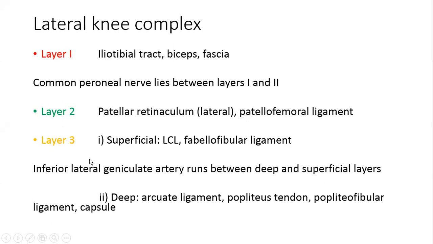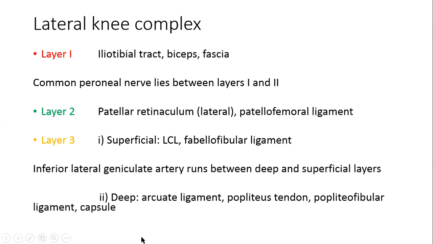Now the last one, this deeper layer, is again divided into superficial and deep. So superficial is LCL and fibular ligament if a fibula or accessory bone is present on the lateral side. So LCL comes under the third layer, lateral ligament, and deep to LCL is popliteus tendon, which is inside the capsule, right? So this is where you have arcuate ligament, popliteofibular ligament. So these are the deeper ligaments which also blend with the capsular layers.